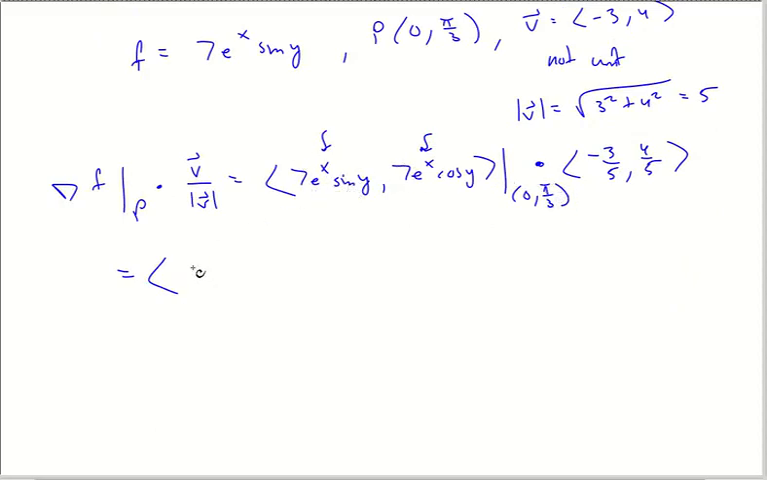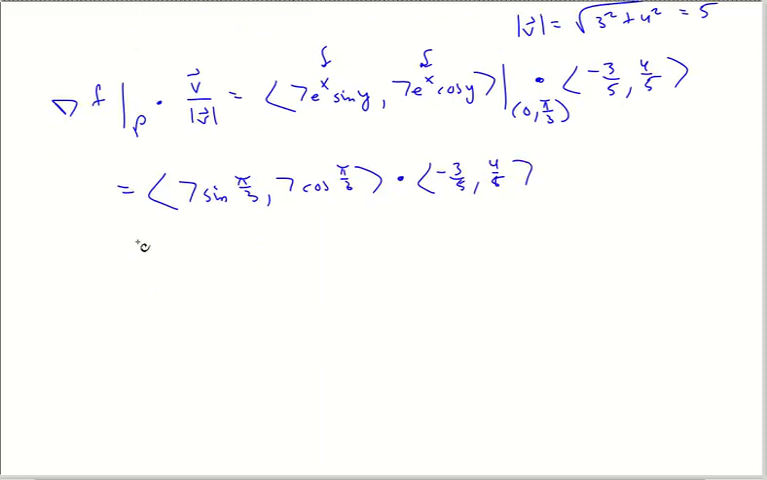So essentially we got 7 sine of pi over 3, 7 cosine of pi over 3, dot my 3 over 5 and 4 over 5. Okay. We just did this as well at 60 degrees. Therefore, we have 7 square root 3 over 2. And this will be 7 over 2, essentially.